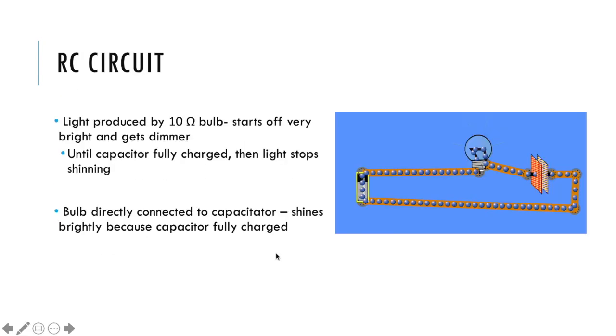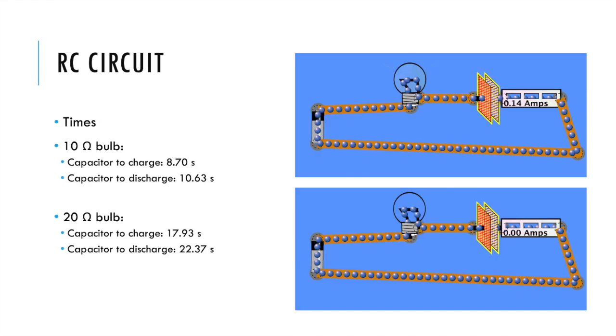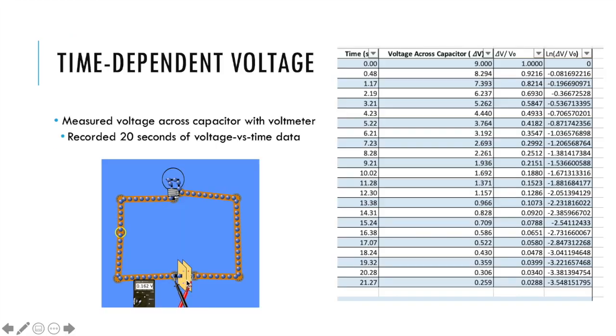So the light produced by a 10 ohm bulb starts off very bright and gets dimmer until the capacitor is fully charged, and then if it's also connected to the capacitor, it will start very bright and dim as time goes by. When we connected our circuit with a bulb and a capacitor, with the 10 ohm bulb, it took 8.7 seconds for the capacitor to charge and 10.63 to discharge, and the 20 ohm bulb, it took 17.93 seconds to charge and 22.37 seconds to discharge.